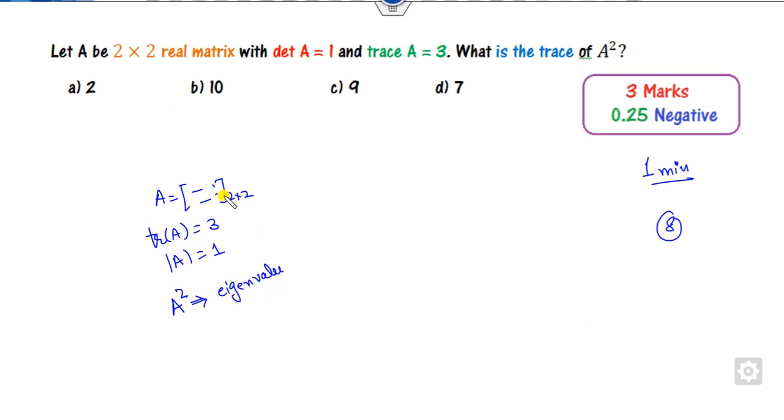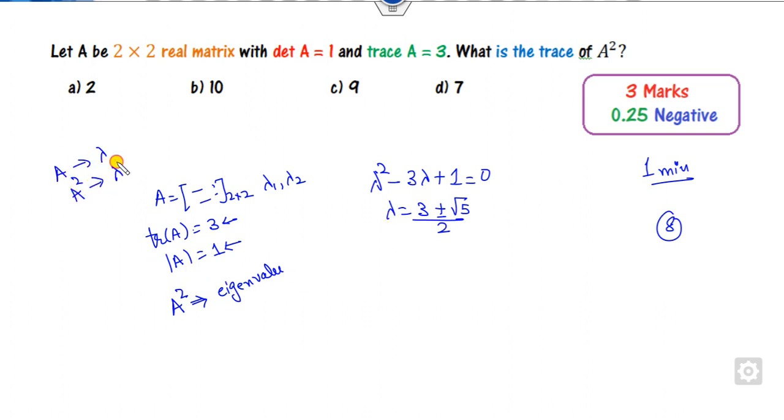How many eigenvalues does A have? There are 2 eigenvalues. The sum of the eigenvalues is 3 and the product is 1. What are those eigenvalues? You can simplify it as a simple roots equation. This is nothing but 3 plus minus root 5 by 2. Now if A has these eigenvalues, what are the eigenvalues of A square?